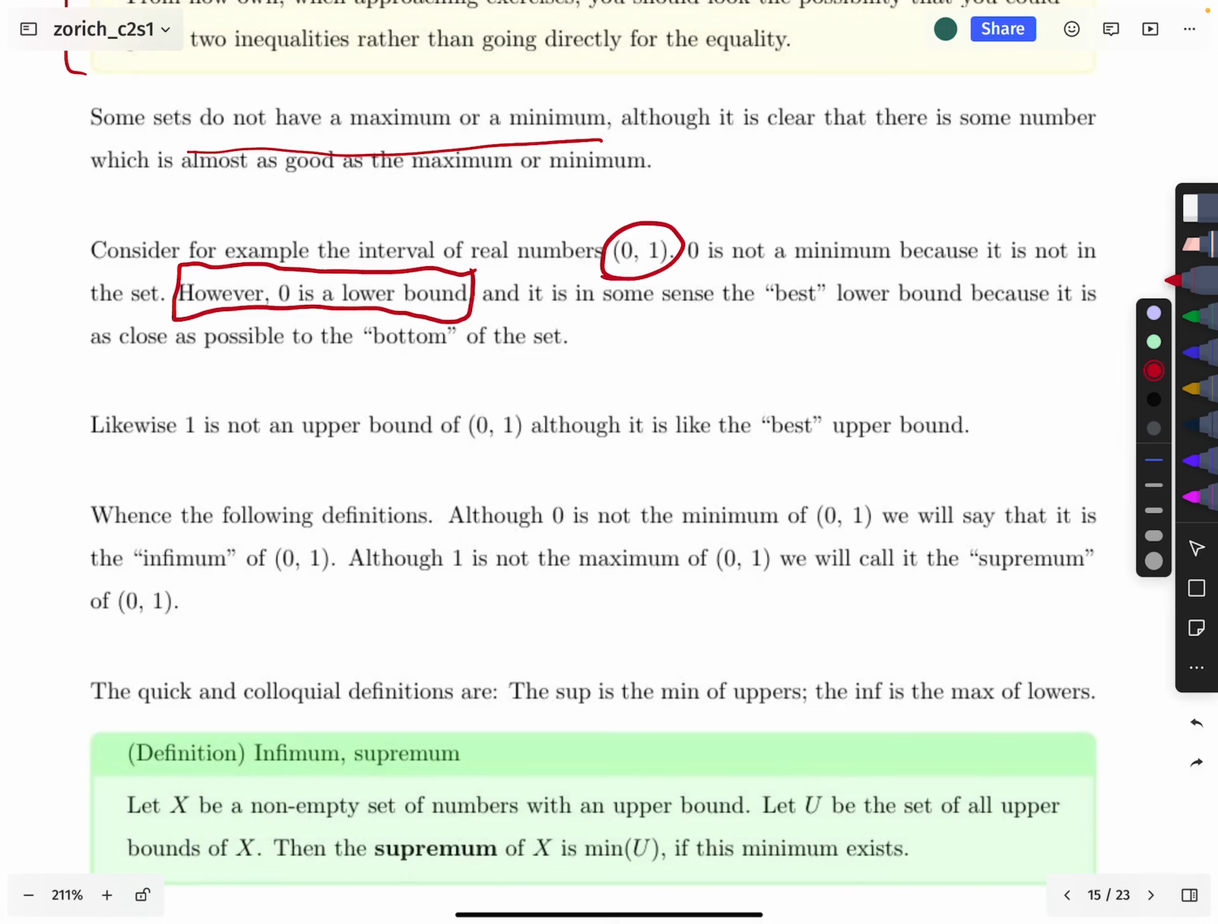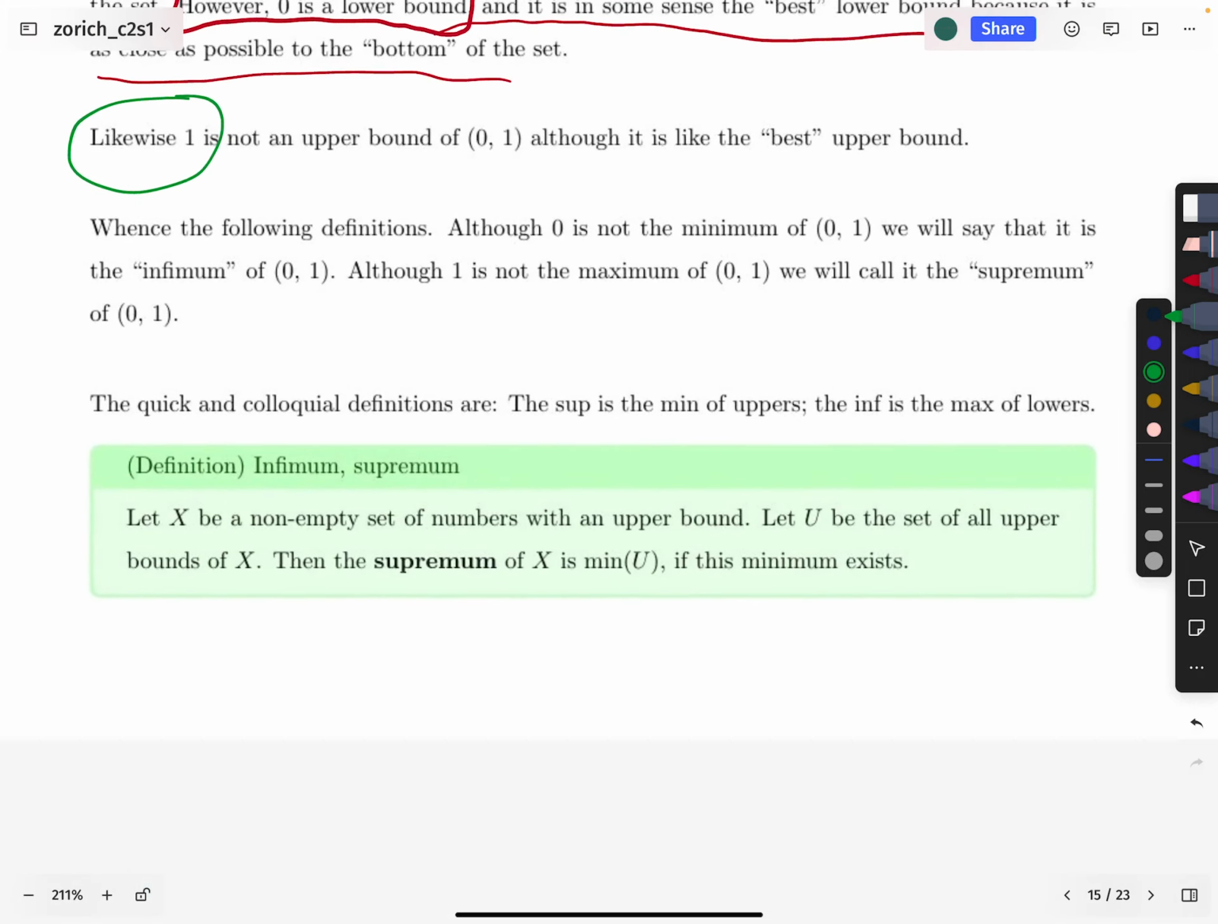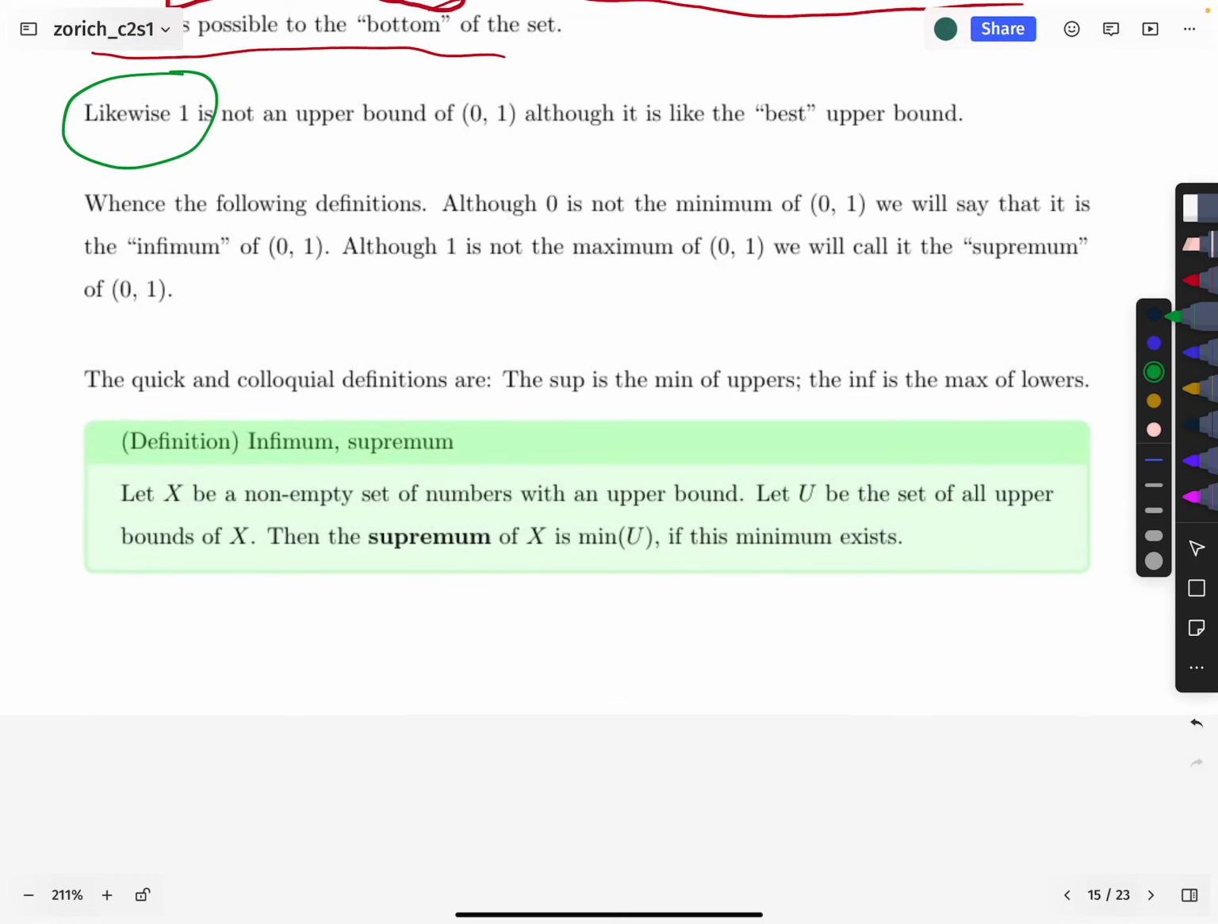So what we do instead is come up with another definition that recognizes that 0 is somehow special, but it's still not the least element of the set. And of course, everything I have just said for the lower end of the set holds just as well for the upper end. So we're going to define a new concept, the infimum and supremum. The infimum of the interval 0 to 1 exclusive is going to turn out to be 0 when we define it appropriately, and the supremum of the same set is going to be 1.